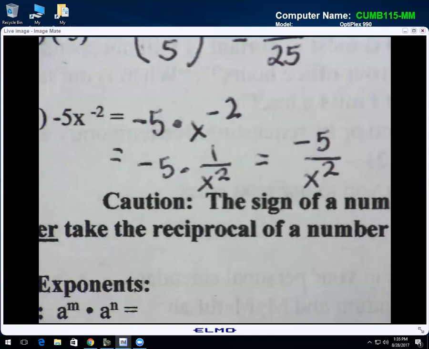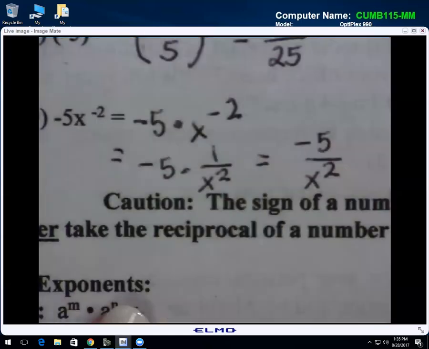The x is not negative, it has a negative exponent. That's what you need to say. The x is not negative, we don't know what x is, that's why we're using x, because we don't know what it is. The x has a negative exponent. Did the 5 have a negative exponent? What was the exponent of the negative 5? 1.